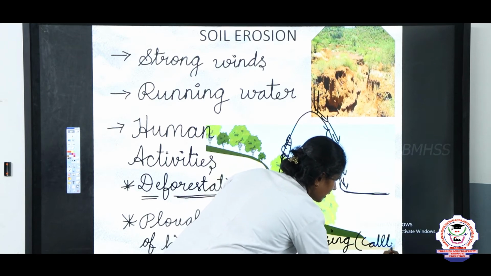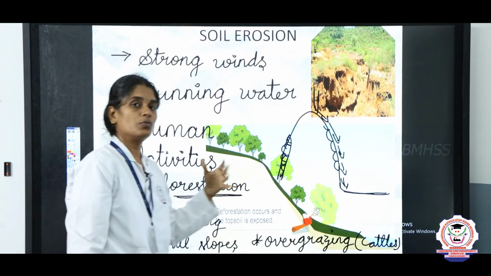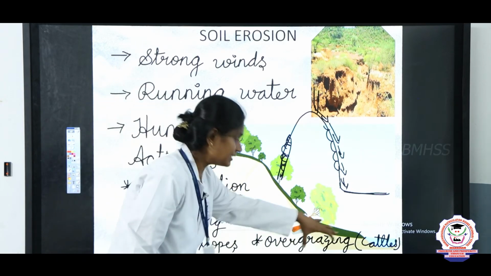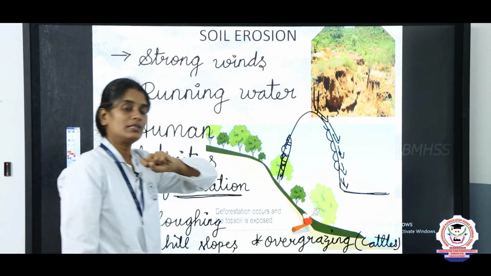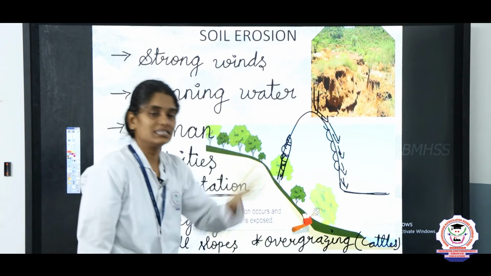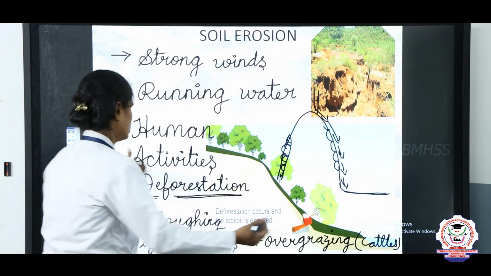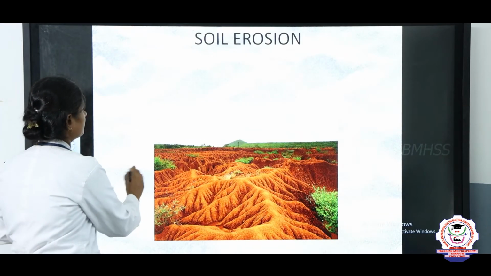Cattle means like sheep, goat, buffalo, cow. So once these animals graze the plants, it eats the plants, it eats the grass, thereby it removes the plant cover and thereby there is a chance for soil erosion. So now let us see in detail about this, right.